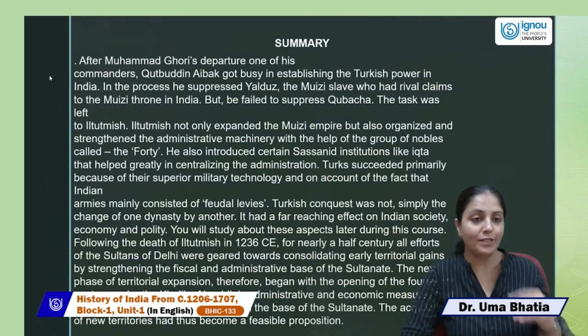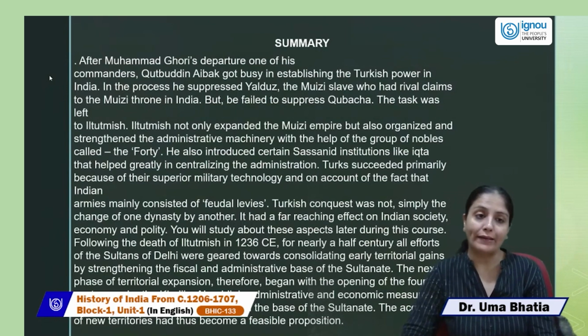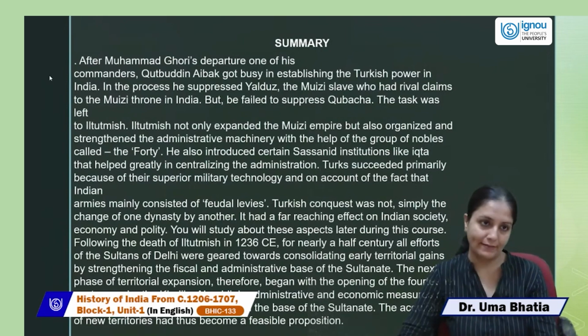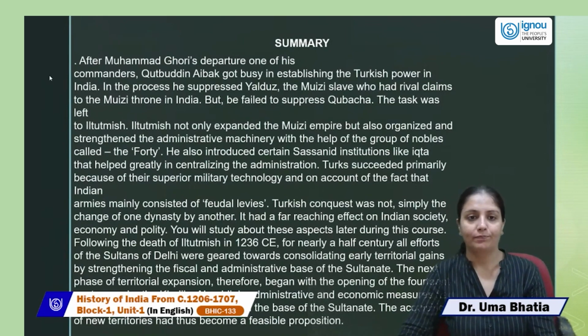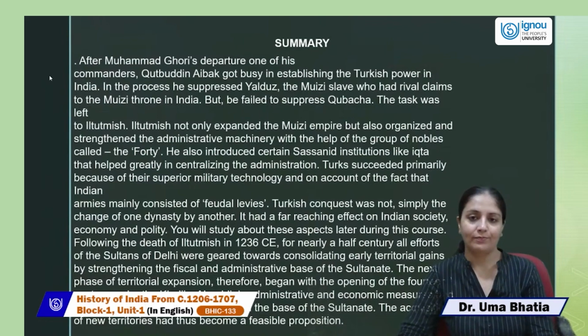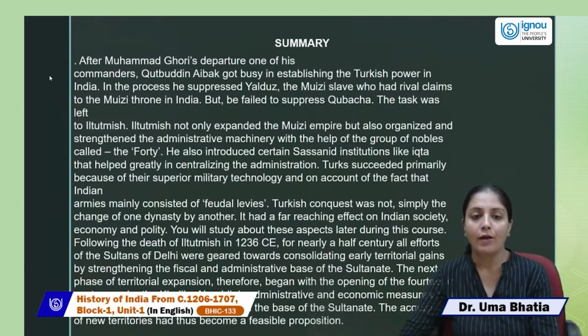After Qutbuddin Aibak, Iltutmish came, and Iltutmish not only expanded the Muizi Empire but also organized and strengthened the administrative machinery with the help of a group of nobles called the Forty, the Chalisa. He also introduced certain Sassanid institutions like the Iqta that helped greatly in centralizing the administration. Turks succeeded primarily because of their superior military technology and on account of the fact that Indian armies mainly consisted of feudal levies.